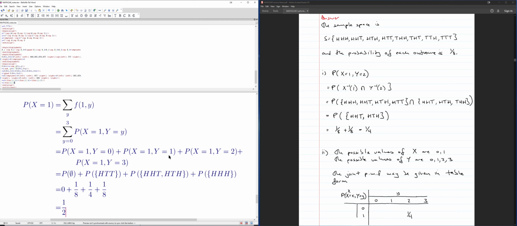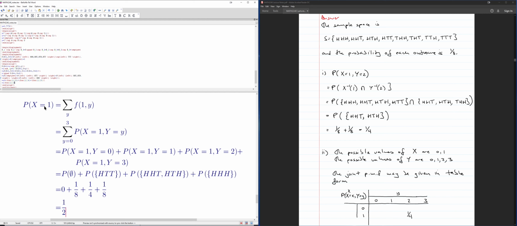So for example, x is equal to 1, y is equal to 1 is this case over here. Probability x is equal to 1, y is equal to 2 would be these two cases over here. And probability x is equal to 1, y is equal to 3 would be this last case over here with all heads. And there's no outcomes where x is equal to 1 and y is equal to 0. We talked about that.